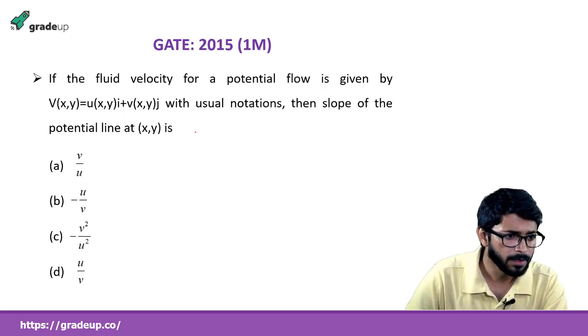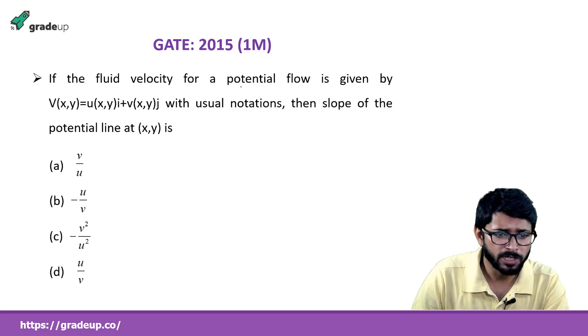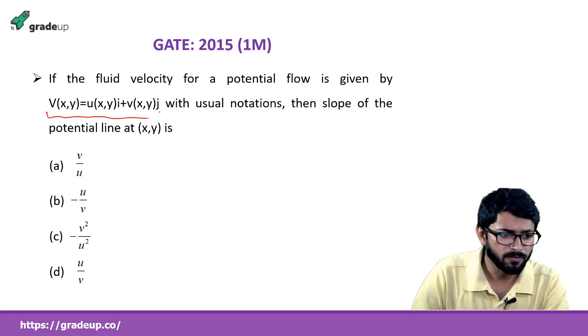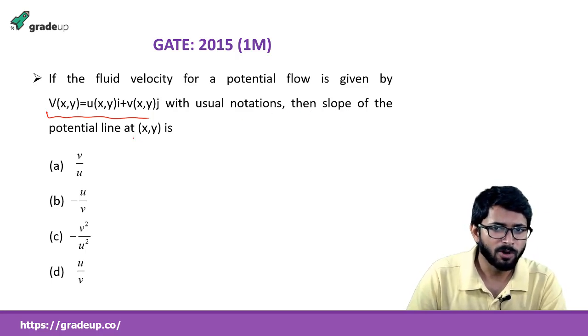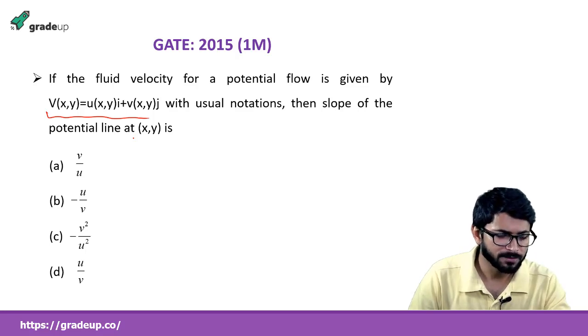Again, moving on, in 2015, a 1 mark question is asked. It states: if the fluid velocity of a potential flow is given with usual notation, u and v is the velocity in the xy direction, v is the velocity component in the y direction, then the slope of the potential line. It is asking about the slope of the potential line.